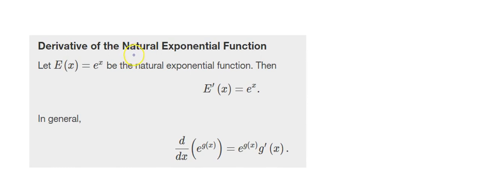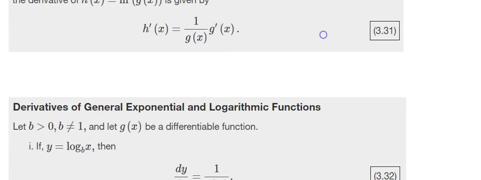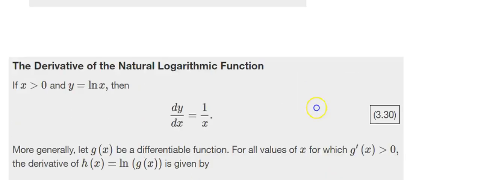So we're going to specifically look at the natural exponential function, right? Natural exponential is e. And we're going to look at the natural log function, and then we will open it up for general exponential and logarithmic functions. Okay. So the derivative of e^x, good news, is e^x itself. So if you had e^x, it comes back as e^x.